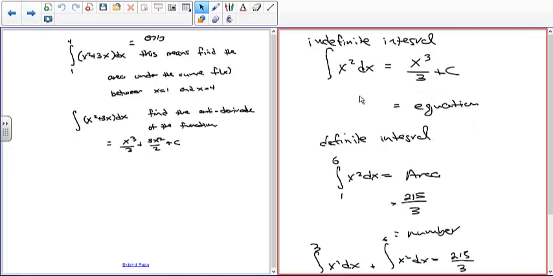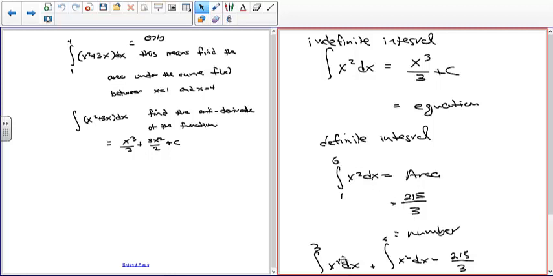So again, to emphasize it, when you see something like the integral of x squared dx without the limits, that's what's called an indefinite integral. And what you do is you take the antiderivative and you include your arbitrary constant c. So you end up with an equation. This is called the general solution to the original f prime of x equals x squared, and then f of x would be equal to x cubed over 3. The definite integral has the limits, and what that means is find the area underneath the curve x squared between x equals 1 and x equals 6, and you end up getting a number.